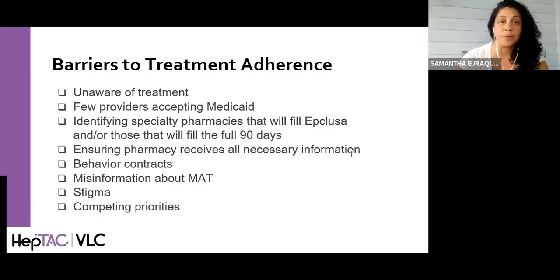Behavior contracts, we have a lot of providers who will force someone to sign a behavior contract to receive hepatitis C treatment. That's been a huge barrier.